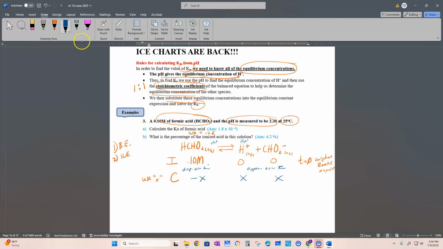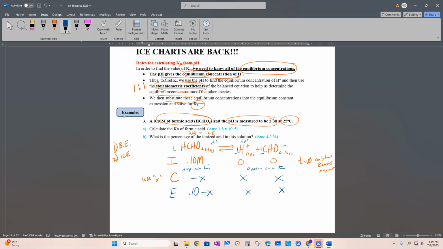Okay? Now, why is it negative X and then X and X? Remember, everything is a one-to-one ratio. You're going to like this part because you're not going to see any coefficients. Okay? So my equilibrium is 0.10 minus X, and then 0 plus X, and then X and X.